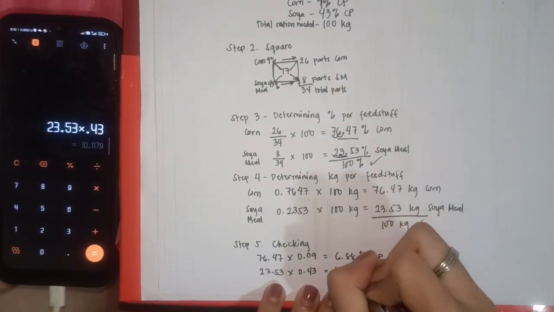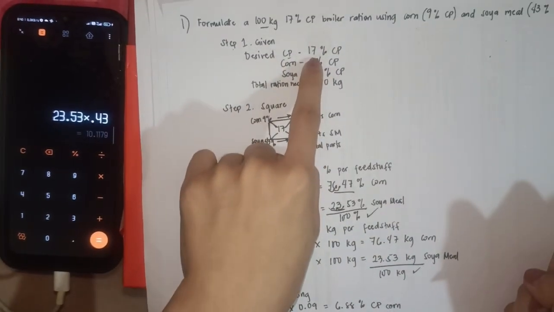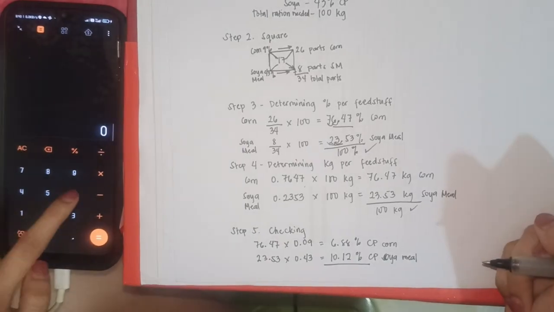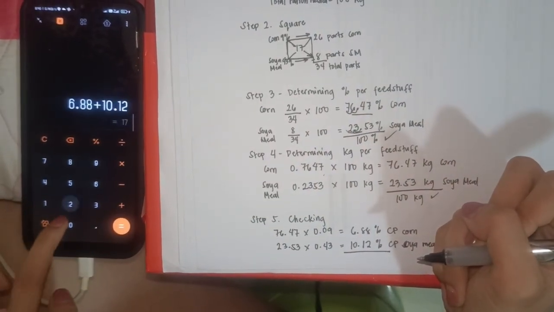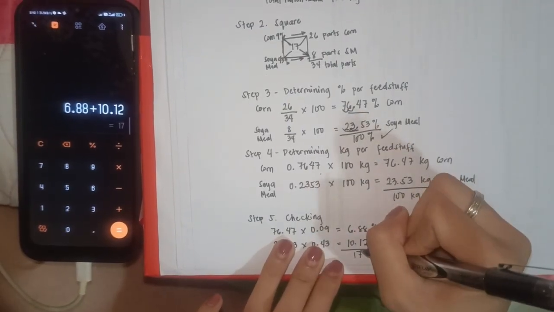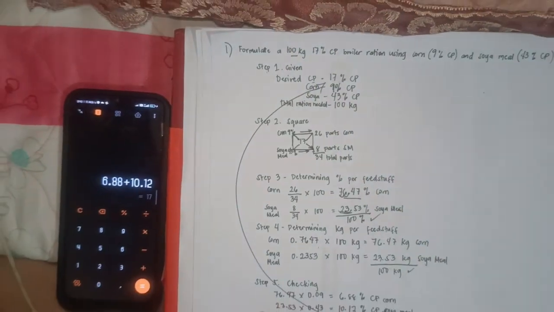To check if we did get the desired CP of 17% from the given, let us add 6.88% plus 10.12, and voila, we got exactly 17%. So this goes back to the desired CP.